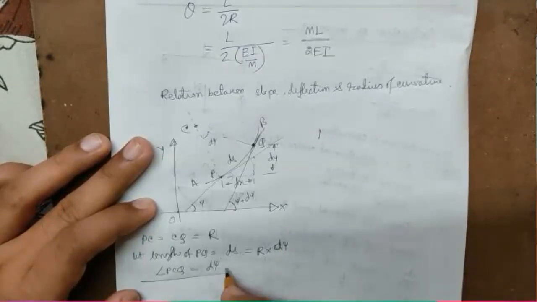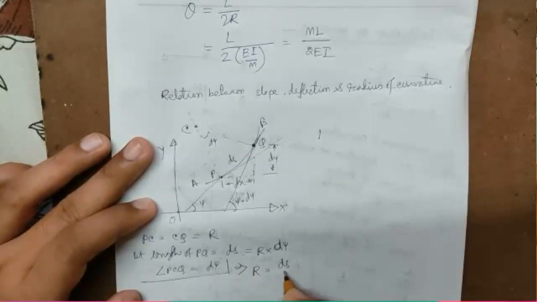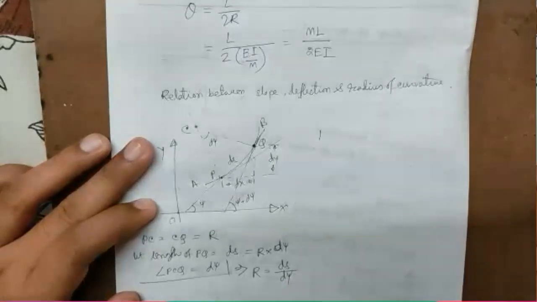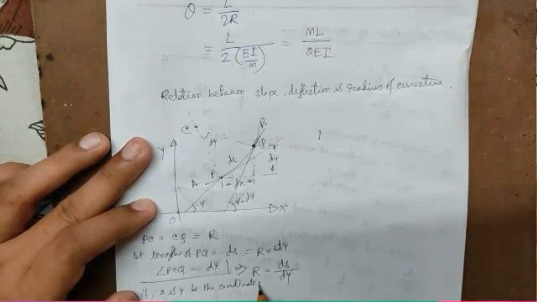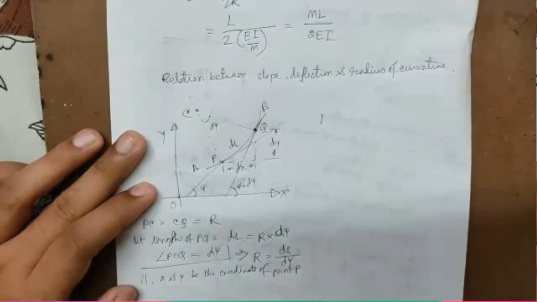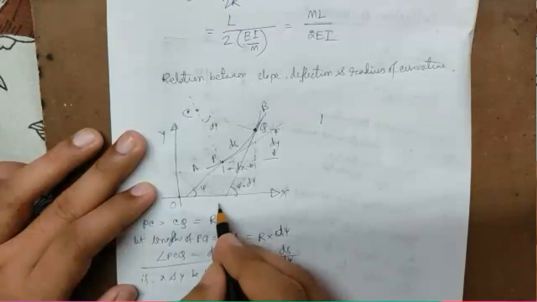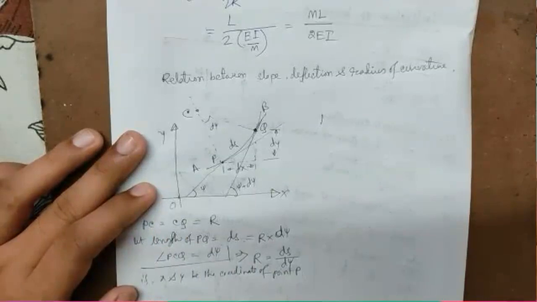So now from here we can write that R is equal to ds by d psi. Now if x and y be the coordinates of point P, that means if you extend this over here, it will give us x and it will give us y over here. Coordinate of point P is x and y.